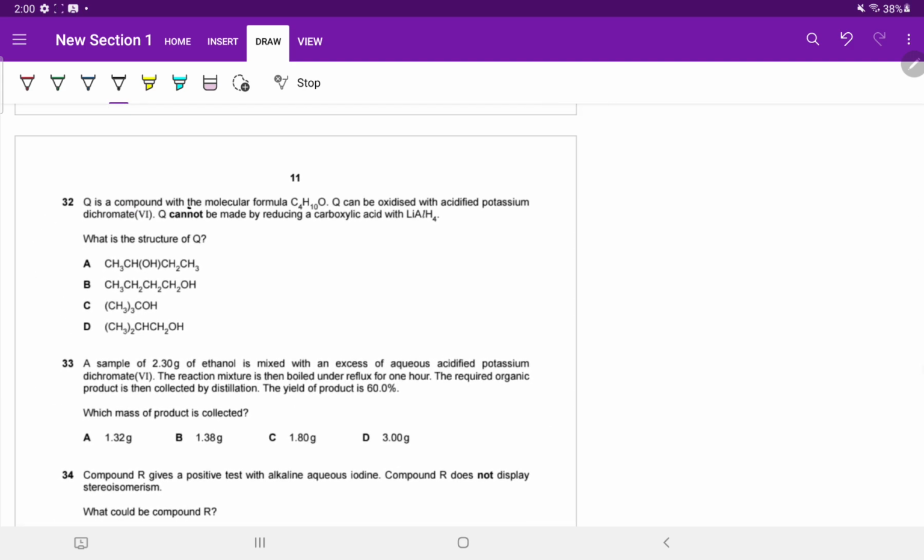Question number 32. Q is a compound with the molecular formula C4H10O. Q can be oxidized with acidified potassium dichromate. Q cannot be made by reducing a carboxylic acid with lithium aluminium hydride. So this just proves that it can be oxidized by acidified potassium dichromate. However, it cannot be made by reducing a carboxylic acid. We know whenever we reduce a carboxylic acid, this will form a primary alcohol. So since Q cannot be formed by reducing a carboxylic acid, this means this cannot be a primary alcohol.